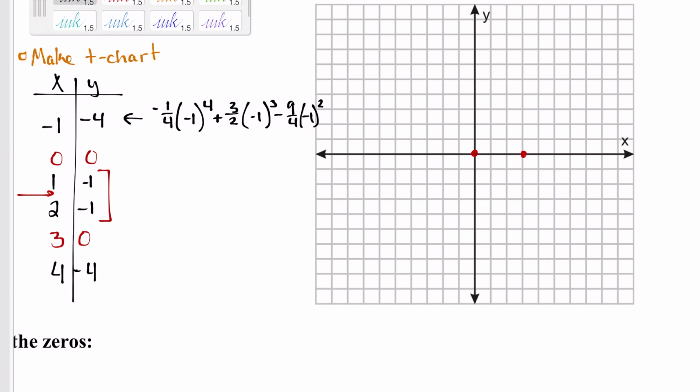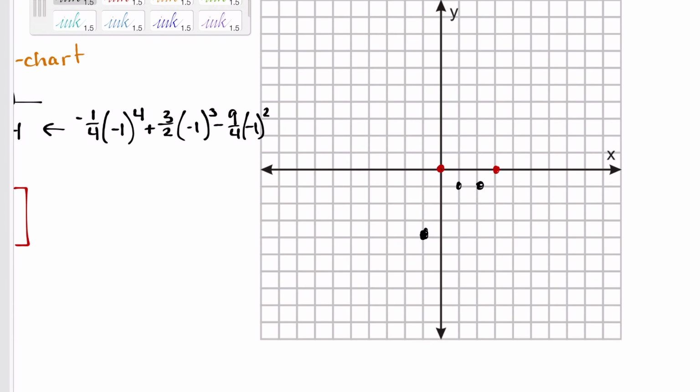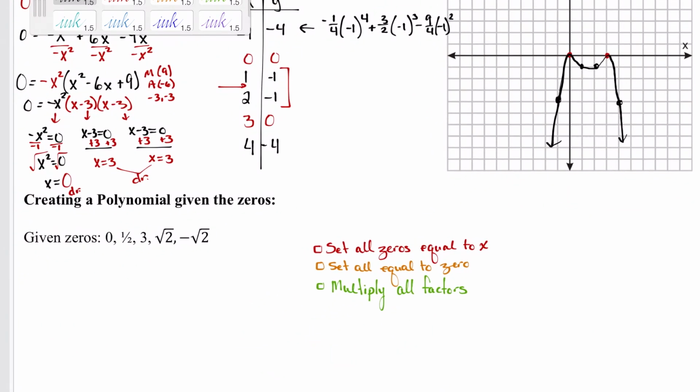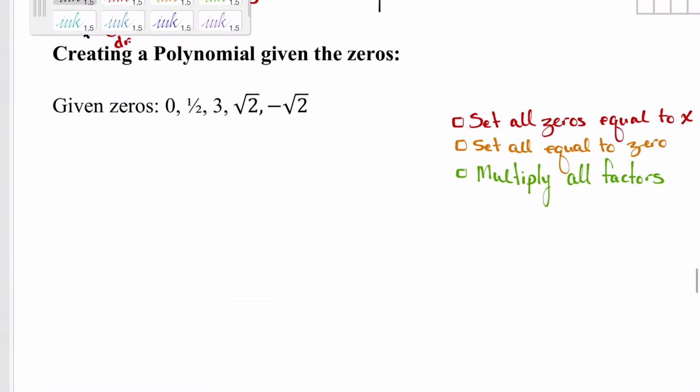So I'm going negative 1, 1, 2, 3, negative 4. Got my negative 1s in there, and then negative 4 again. So I know that I'm starting down, going up, we're touching and bouncing off. It's likely that's not going to be a straight line, touching and bouncing off again, and then going down. And there we go.